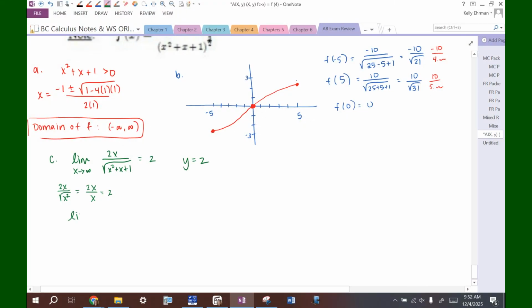And then as x approaches negative infinity, the only thing that changes is that this 2x will become negative. But still, we will be looking at comparing the same values. If we're putting in a negative for x, it's going to be 2 times a negative. So this will go to negative 2. So y equals negative 2. So those are the two horizontal asymptote equations.